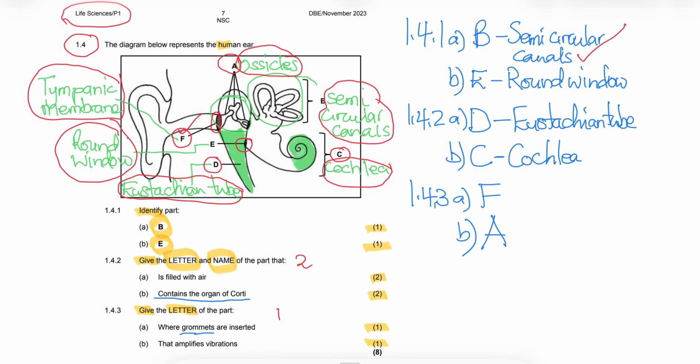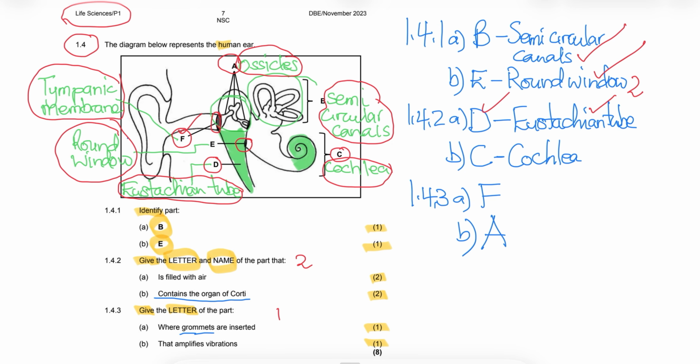Part B of the question is asking for part E on the diagram, which is representing the round window, and the mark is on round window. This question is worth 2 marks. We move on to question 1.4.2. Remember, it is the one that requires 2 things, the letter and the name. The part that's filled with A is the Eustachian tube, and the letter is D. So we tick D, and we also credit Eustachian tube.